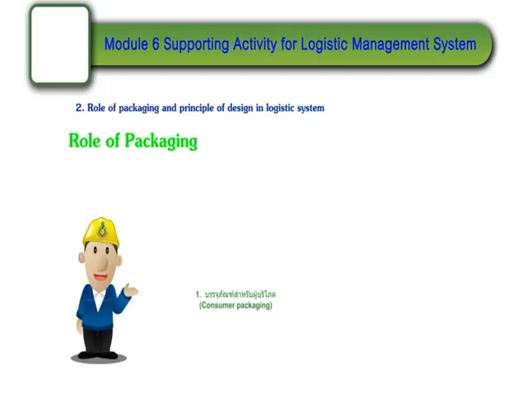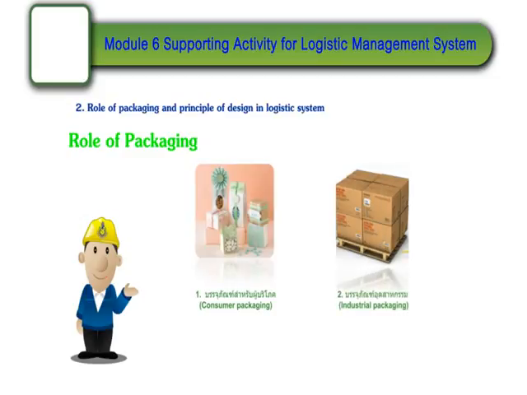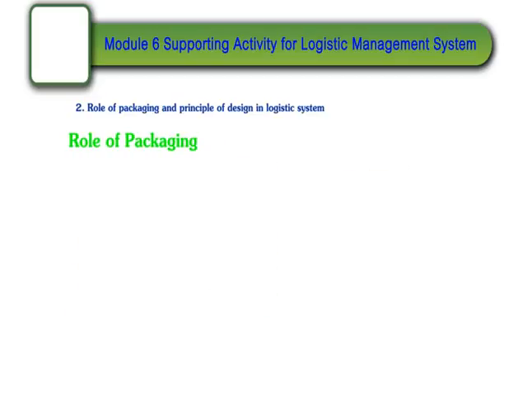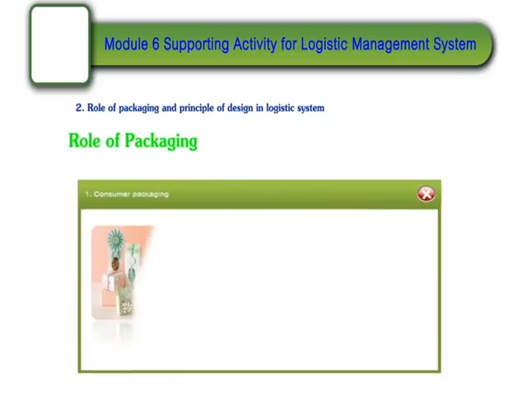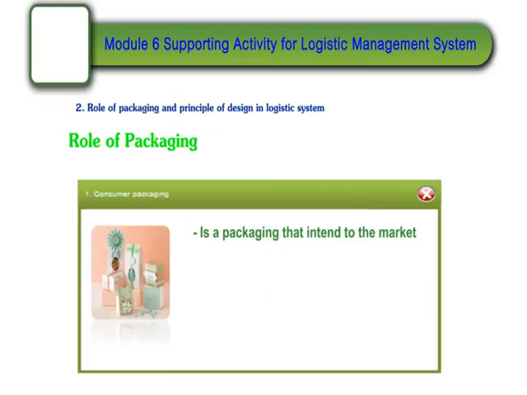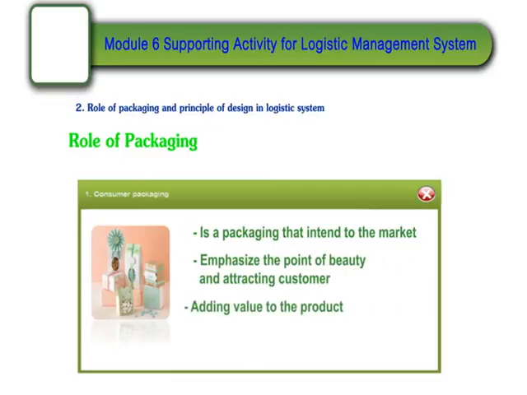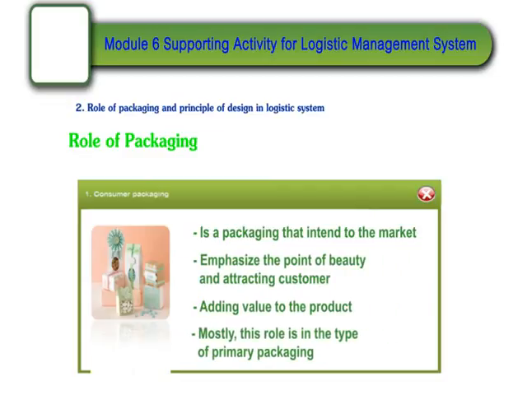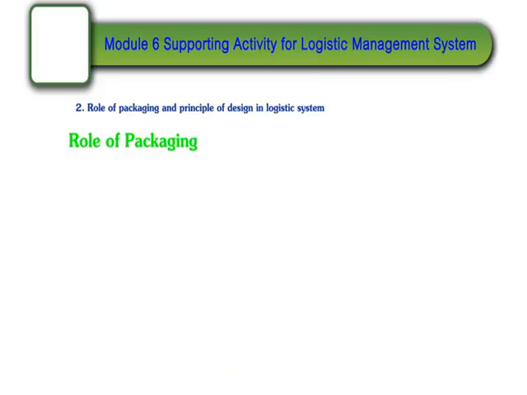Role of packaging. Number 1, consumer packaging. Number 2, industrial packaging. Consumer packaging is a packaging that is intended to attract the consumer by adding value to the product. Mostly, this role is in the type of primary packaging.